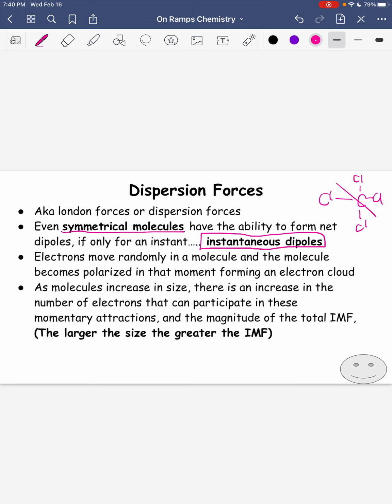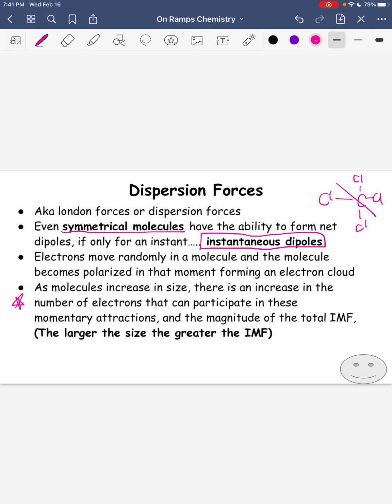The electrons move randomly in a molecule and the molecule will become polarized. In that moment, in that instant, they form an electron cloud, giving them a dipole moment just for a little bit. So a key thing to remember, so star this: when molecules increase in size, they are going to have a larger dispersion force.